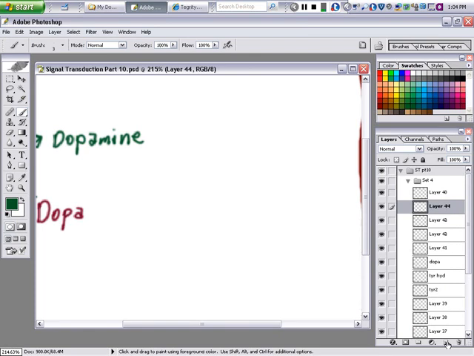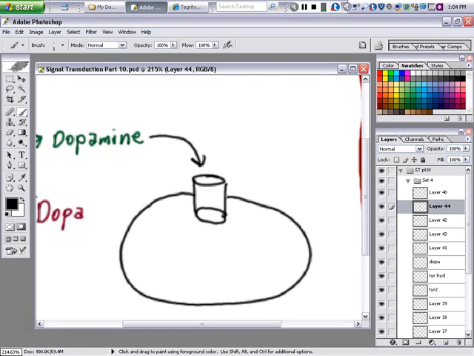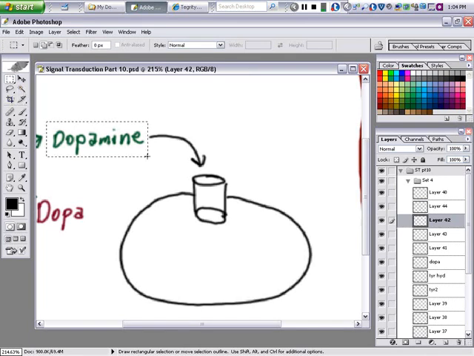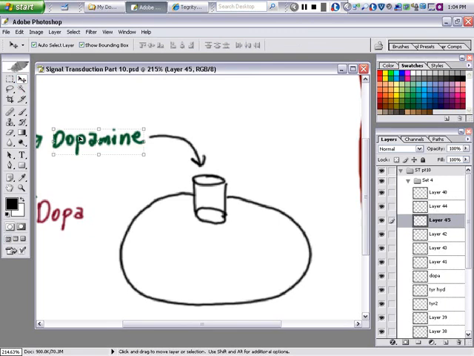And so we're going to take dopamine, and we're going to put dopamine into a vesicle. It's going to go through this little channel here. It's really a transporter here. And now we're going to store it in a vesicle. And so this dopamine is going to move into this vesicle.